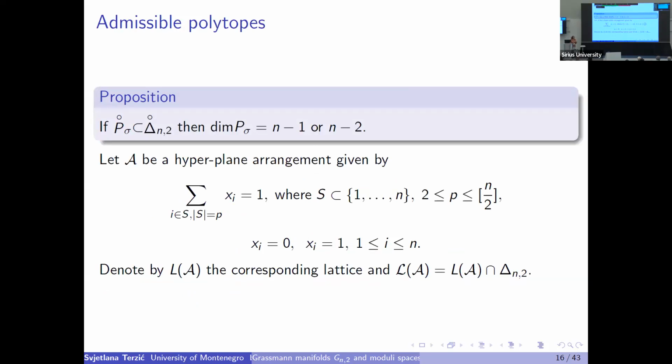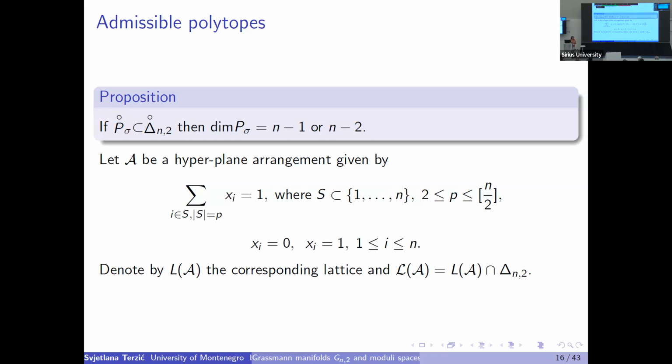Now, in developing this theory, we want to describe the following. We have defined a stratification, we have admissible polytopes, we have these spaces of parameters F sigma, and we want to develop this a little bit further and describe these admissible polytopes. First, we proved that an admissible polytope which sits inside the hypersimplex Delta n 2 can be either of dimension n-1 or n-2. N-1 is the maximal dimension because the hypersimplex Delta n 2 is of dimension n-1. So it can be either of the maximal dimension or one dimension less.